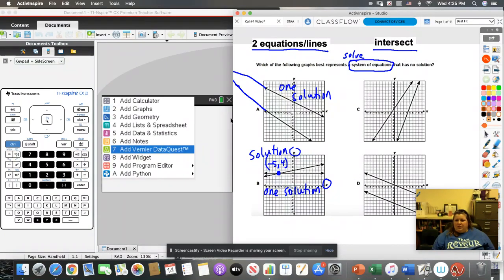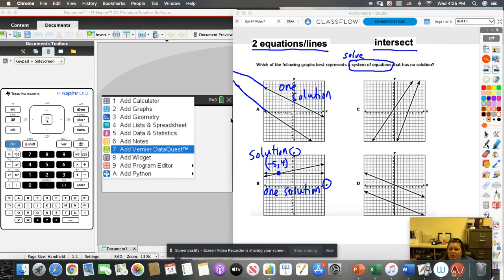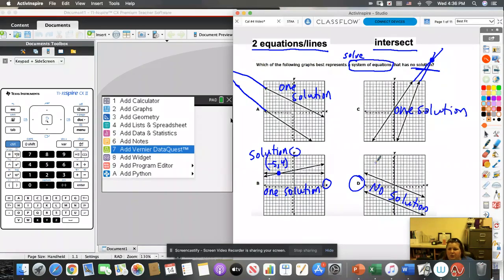If we look at D, these two lines are parallel. The two lines are parallel, they're not going to ever cross each other, then that is no solution. If two lines never intersect each other, then there's no place to have a solution. So this particular question said, which of the following represents a system of equation that has no solution? Well, that's D, because the lines are parallel. C, again, right up here somewhere, these two are going to intersect each other, and it's going to have one solution.